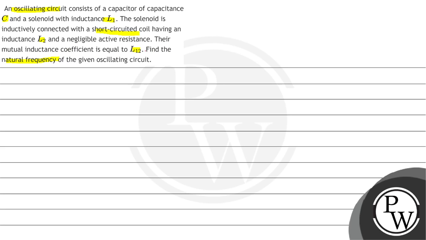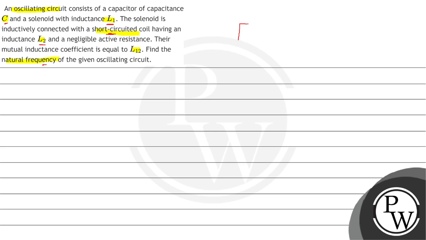So in this question we have a given oscillating circuit which has a capacitance value C and an inductance value L1, and there is another circuit which is short circuited, having a coil with the inductance value L2, and we have to find the natural frequency of the circuit. So firstly we will draw the diagram.